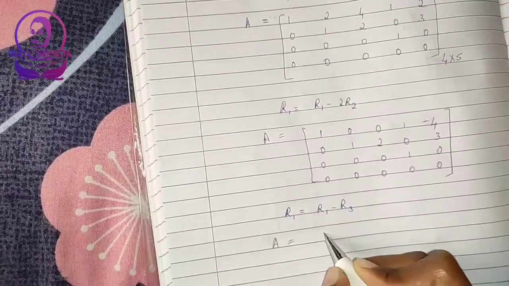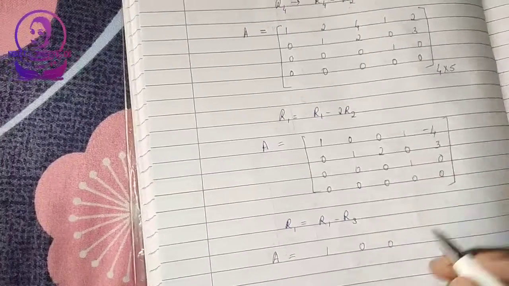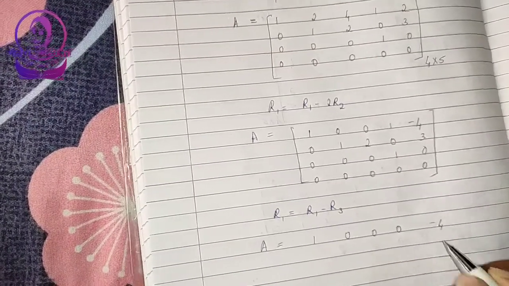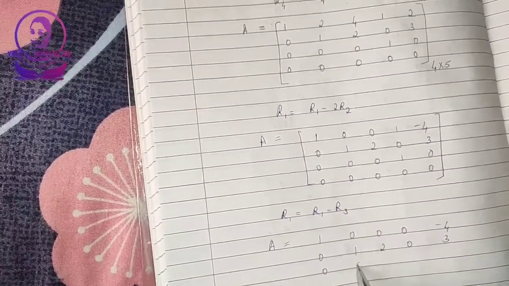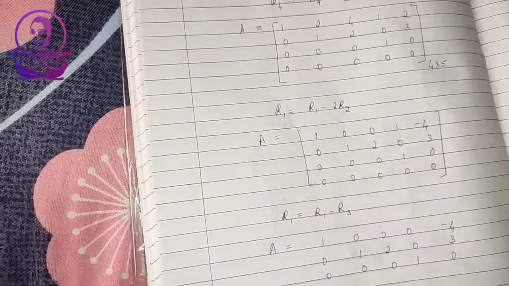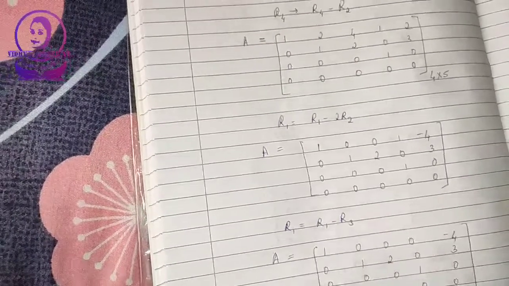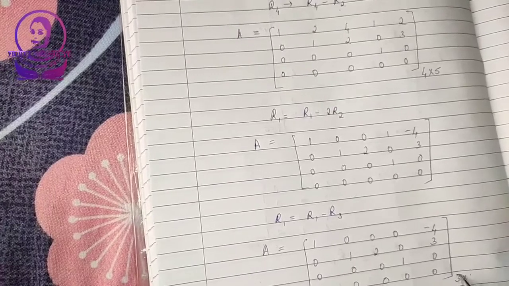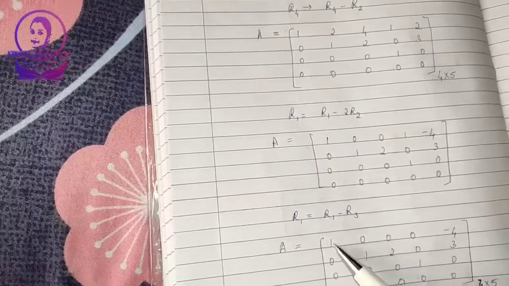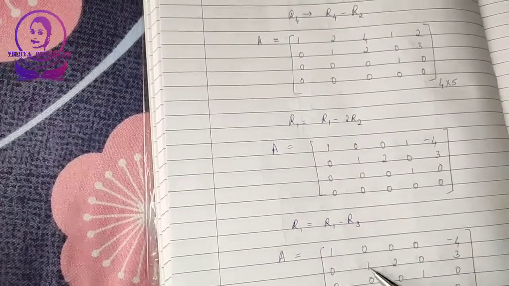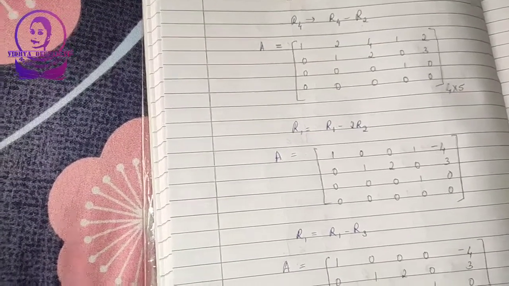A is equal to 1 0 0, 1 minus 1 0, 4 minus 0 is minus 4, 0 1 2 0 3, 0 0 0 1 and 0, 0 0 0 0 and 0. This is a 4 cross 5 matrix. Okay, you can see now this is the leading term 1 and all other elements are 0. Leading term 1, rest everything is 0. Here also leading term 1, rest everything is 0. Nothing else can be done here.